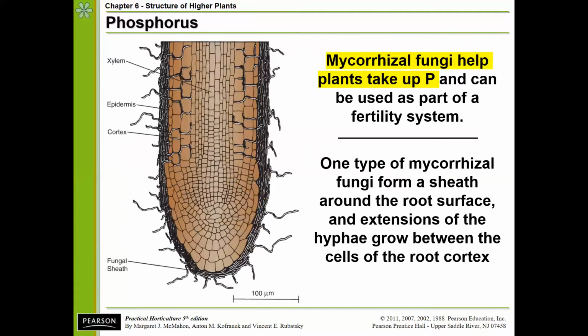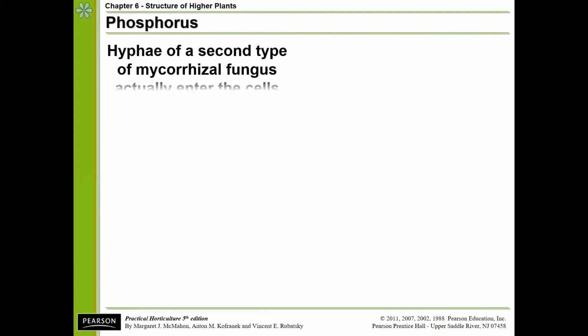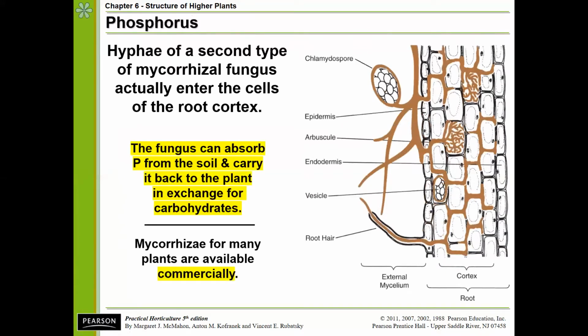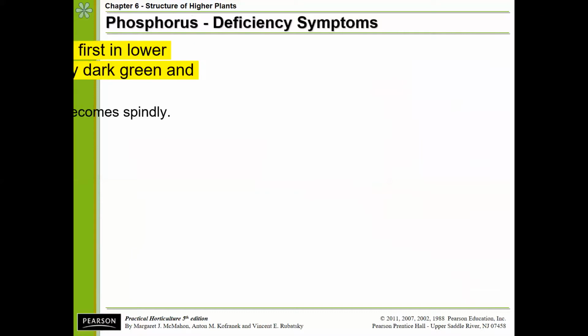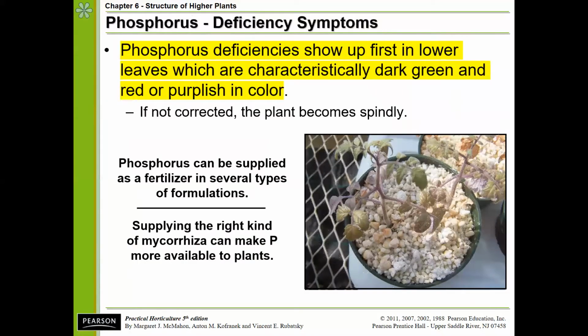There are mycorrhiza fungi that can help plants to take up phosphorus, make it available from the organic matter. Living soil often allows phosphorus to be more available. So this is probably the part that got people confused, because it says phosphorus deficiency shows up first in lower leaves, which are characteristically dark green and red or purplish in color. That's from the deficiency.